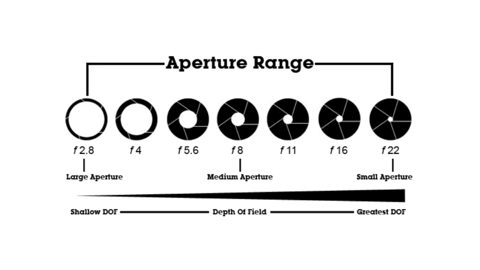In other words, at 2.8, that is when you're going to have less focus range. At f22, you'll have wide focus range.